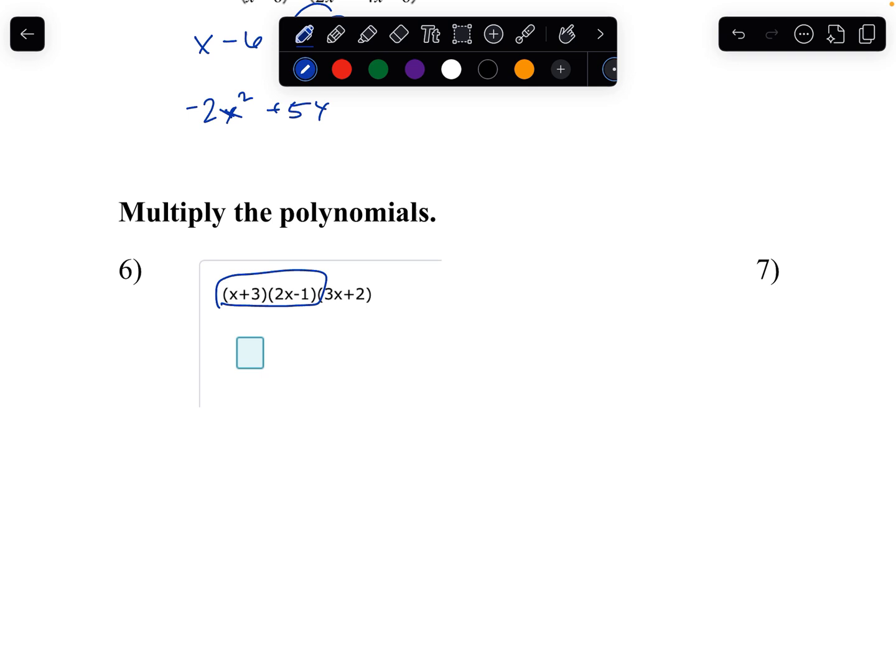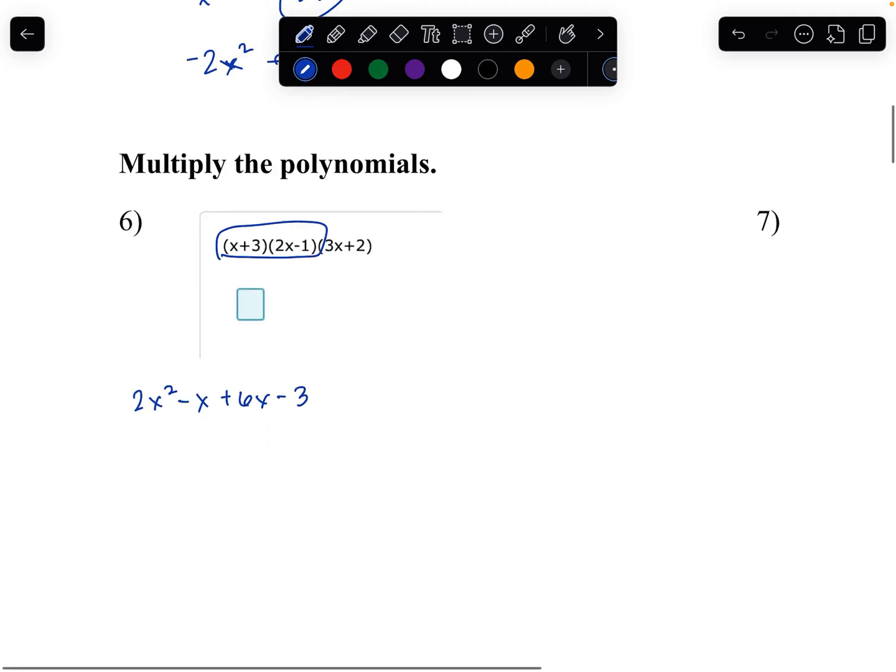So the x is going to multiply by the 2x and get me 2x squared. The x is also going to multiply by the negative 1. It's going to give me negative x. So this term has multiplied with both of these, and I'm going to do the same with 3. I'm going to multiply 3 by both of these. So plus 6x and then minus 3. And then I'm going to combine like terms, which there are. So we have 2x squared plus 5x minus 3.